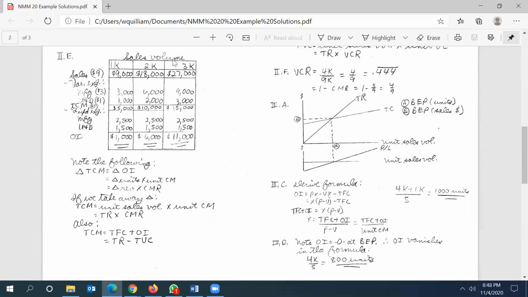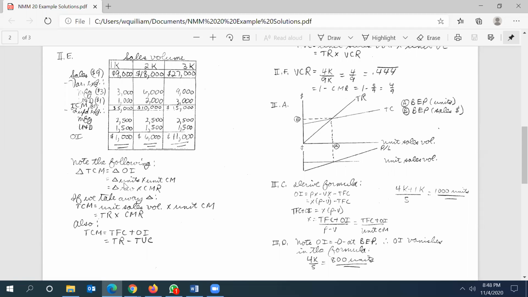So again, we note that everything down through total contribution margin changes as volume changes. Total fixed cost does not change as volume changes. Operating income will change as volume changes. In fact, we can note this. By the way, the triangle, which is the Greek letter delta, means change. So the change in total contribution margin equals a change in operating income at each of these levels.